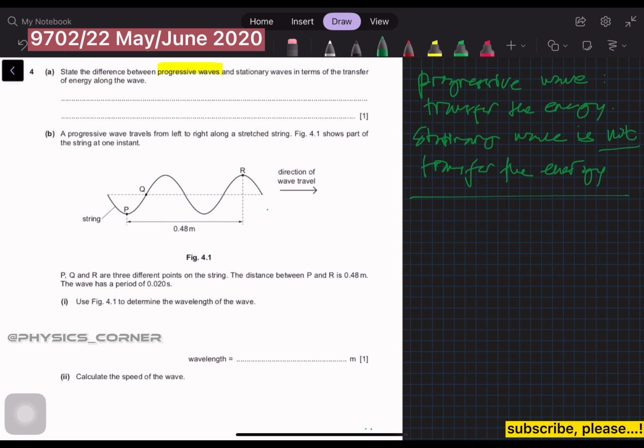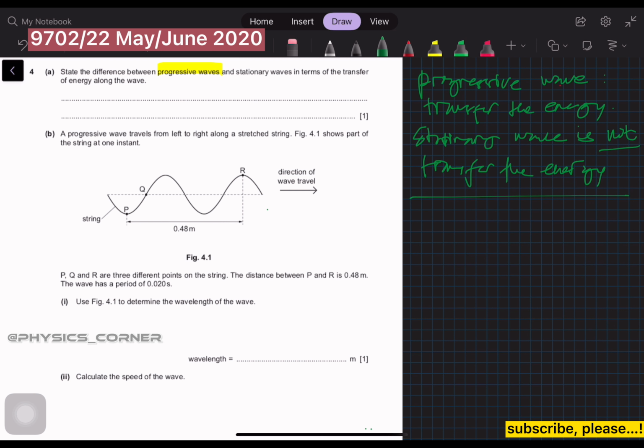Now question B. A progressive wave travels from left to right along a stretched string, figure 4.1 shows part of the string at one instant. P, Q, R are three different points along the string. The distance between P and R is 0.48 meter. The wave has period 0.020 second. Use figure 4.1 to determine the wavelength of the wave.